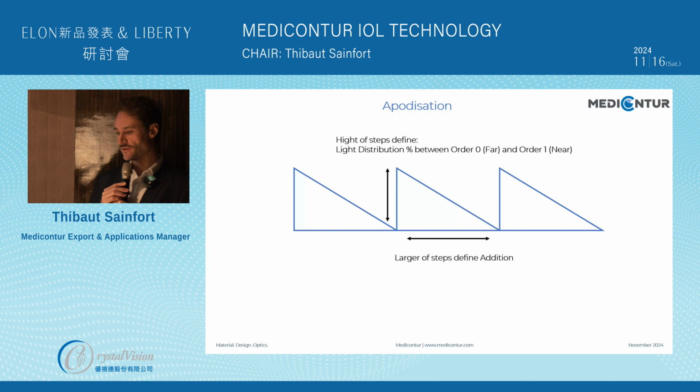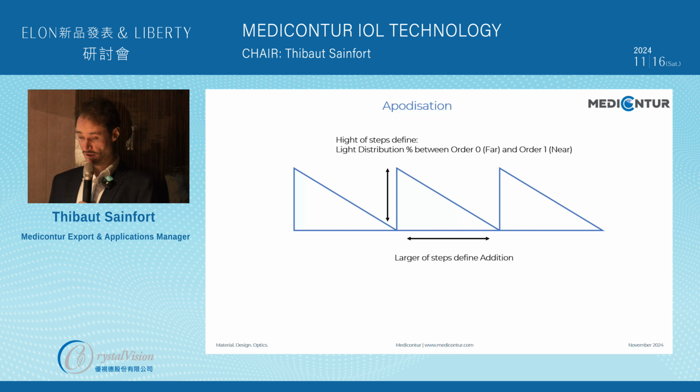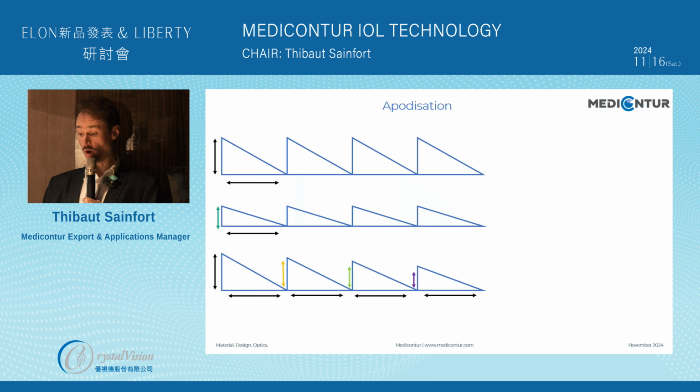So just a quick reminder of what apodization is. This is an illustration of the diffractive steps. I told you the width of the steps defines the addition, but the height of the steps defines the distribution between order 0 and order 1. So it defines how much energy you want to allocate without deviating for far vision, or to near vision in order 1.